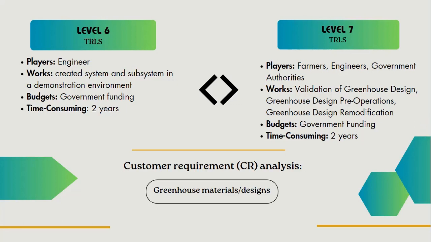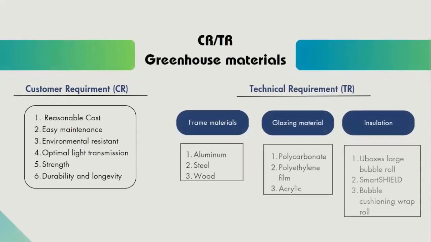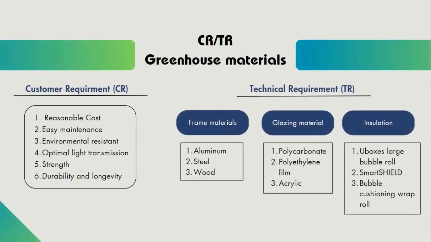So now let's move to the customer requirement analysis. For the customer requirement, we have separated it into 6 main things. The customers need reasonable cost, easy maintenance, environmental resistance, optimal light transmission, strength, and durability and longevity.